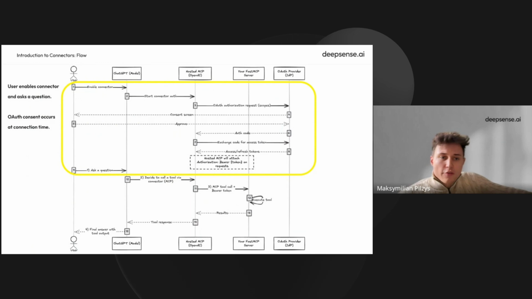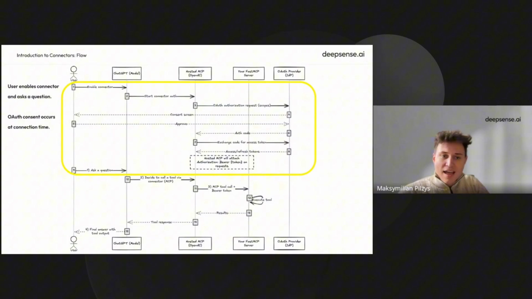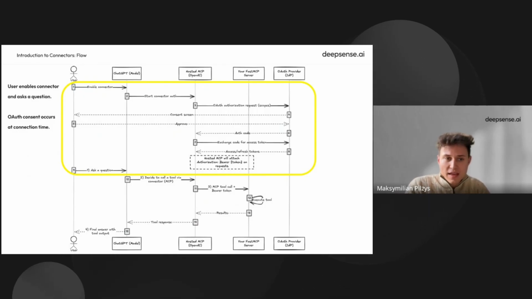We start from the user enabling the connector, which is represented by the numbers 1, 2, and 3 on the sequence diagram, and at the same time the OAuth consent occurs. So when we connect the connector, we actually perform the whole first part of the OAuth flow.